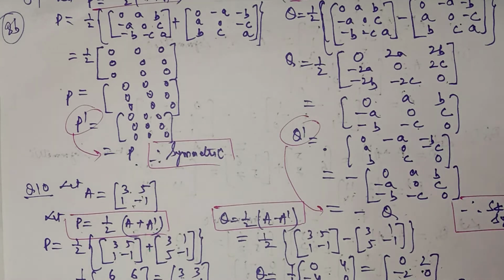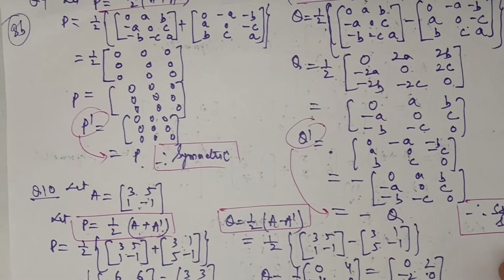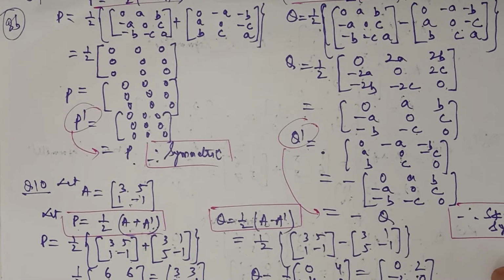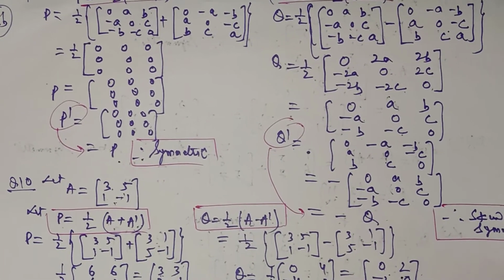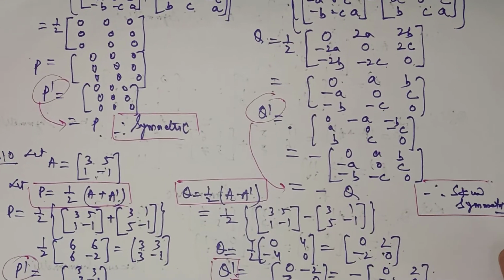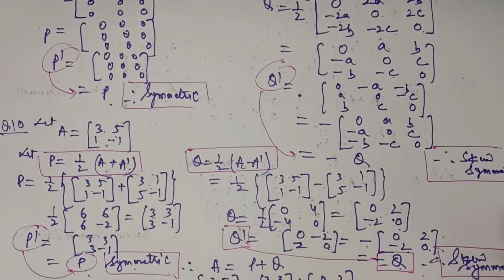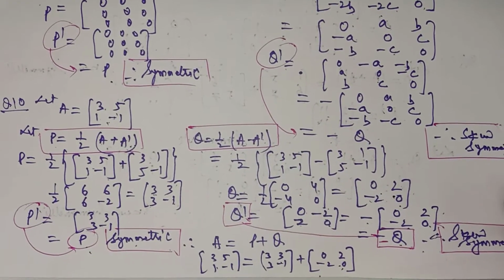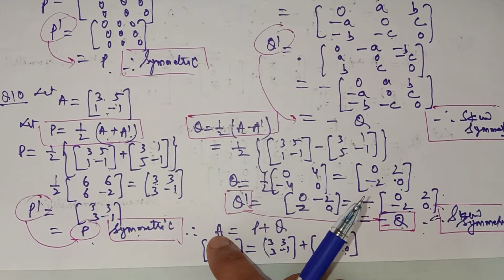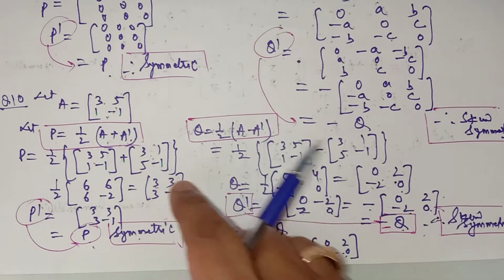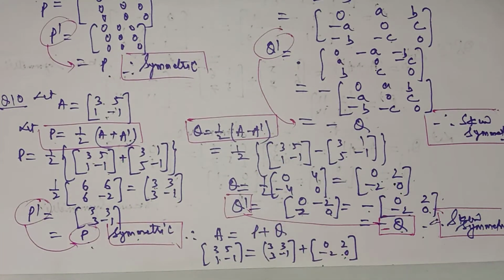You let the given matrix as A, break it first as half A plus A transpose, let the other as half A minus A transpose, let one as P, another as Q, and prove P as symmetric and Q as skew symmetric. And in the end you have to write like this, A is equal to P plus Q, the P is this, Q is this, in all the parts of this question number 10.